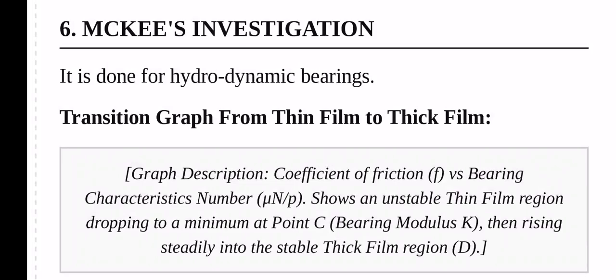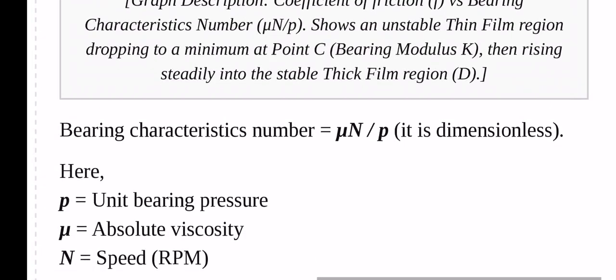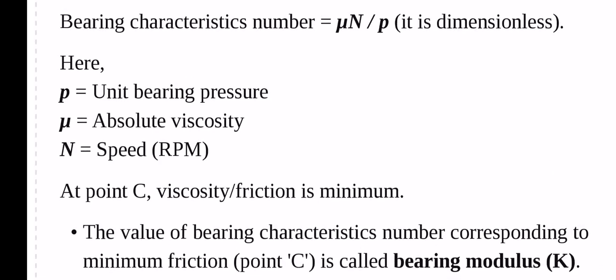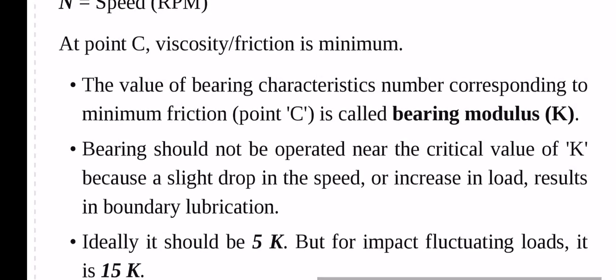McKee's investigations. It is done for hydrodynamic bearings. Transition graph from thin film to thick film. Bearing characteristic number is mu N by p. It is dimensionless. Here p is unit bearing pressure, mu is absolute viscosity, N is speed in rpm. At point C, viscosity or friction is minimum. The value of bearing characteristic number corresponding to minimum friction point C is called bearing modulus.